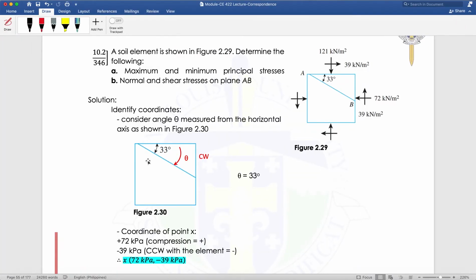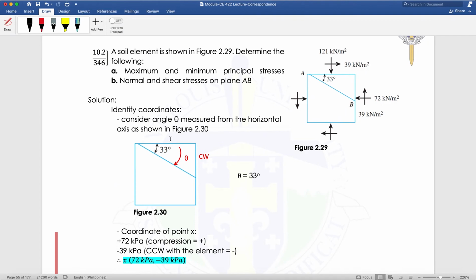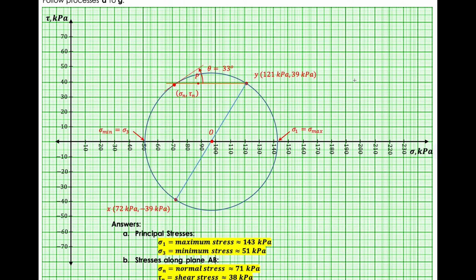Now, to draw, where am I going to draw my horizontal? Would it be on point Y or point X? So, let us check. With respect to the horizontal axis, the adjacent side of the angle, always remember it is with respect to the horizontal axis. So the point or the side with respect to the horizontal axis is point Y. So 121, 39. So this is the point.